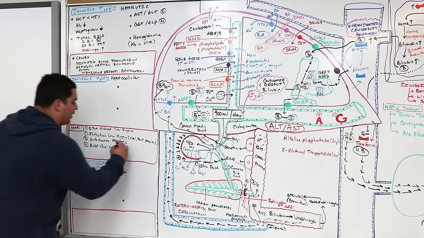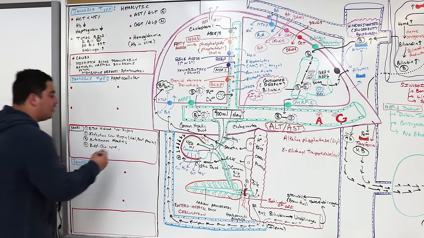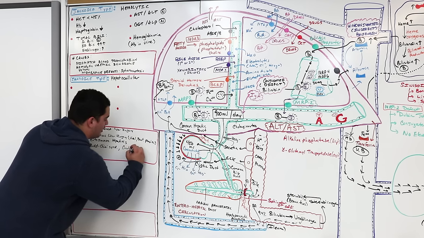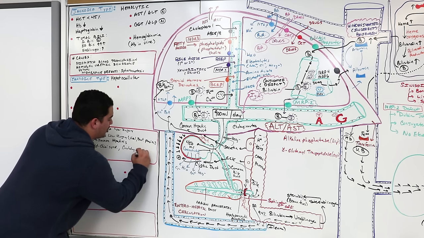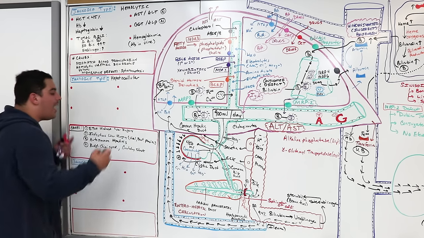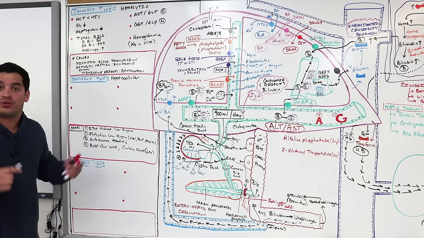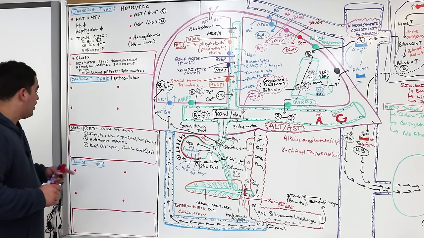Another one is, what if the liver isn't getting enough oxygen? What if there is some type of liver shock, like some type of circulatory shock of some form. Low oxygen delivery, right? So low oxygen delivery to the tissues. That can also cause some hepatocellular injury.